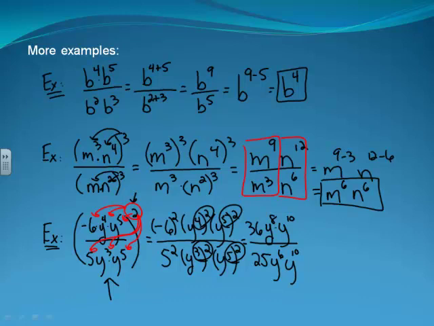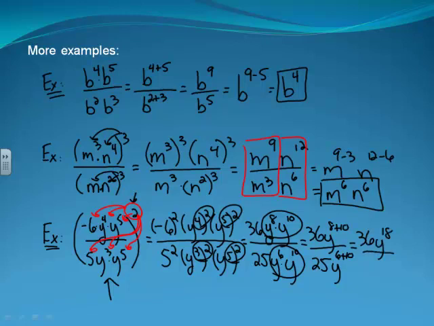All right, now, like a previous example, I'm going to choose to combine my like bases in my numerator and then my denominator. So, like bases being multiplied, to combine that into a single expression you're now going to add your exponents. And same thing is true down here. You're going to have to add that 6 plus 10. That now gives us 36y to the 18th divided by 25y to the 16th.